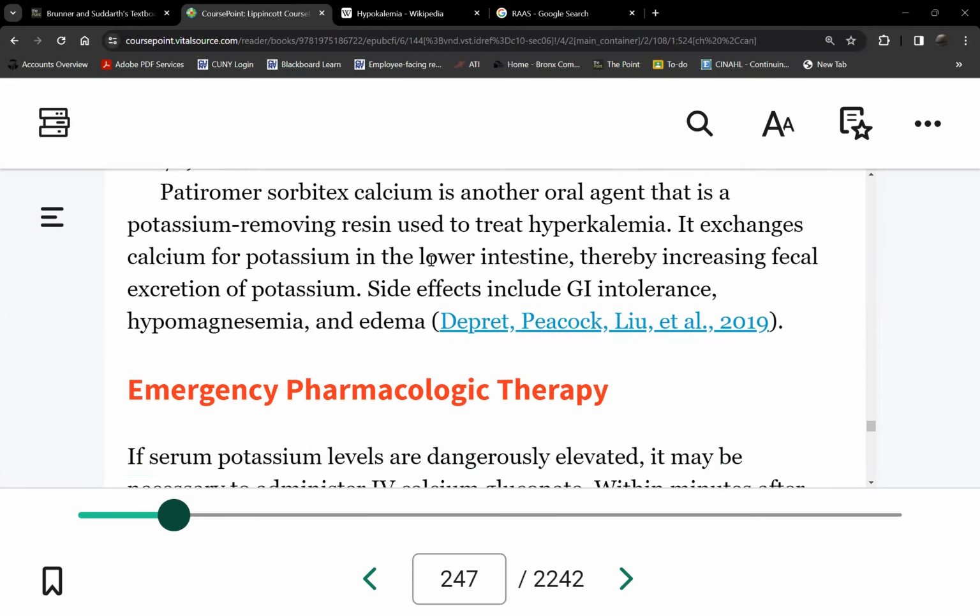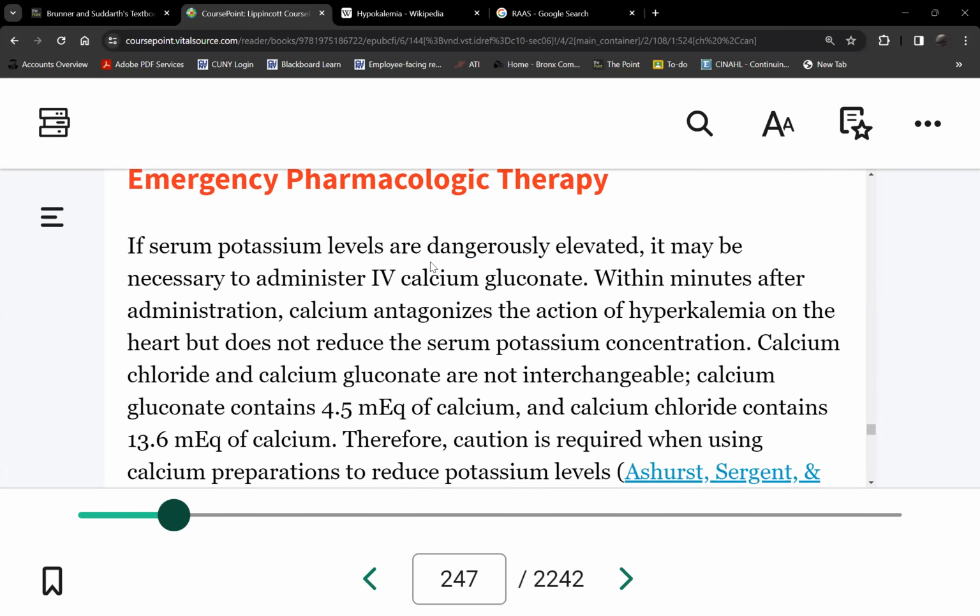All right, here's patiromer. So if it's severe, we have other options. We're talking over 6, 7, and beyond. That's moderate to severe hyperkalemia. We have to eliminate it fast.